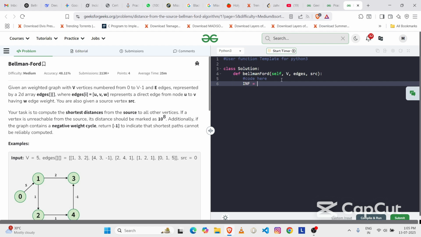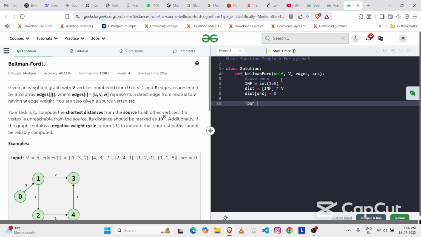Now we define infinite, so inf will be int of 1e8, which means 10 to the power 8, and now our distance will be inf multiplied by our vertices, and the distance of the source will be 0 at the initial stage. Now for i in range V-1, we are going to relax all the edges V-1 times.